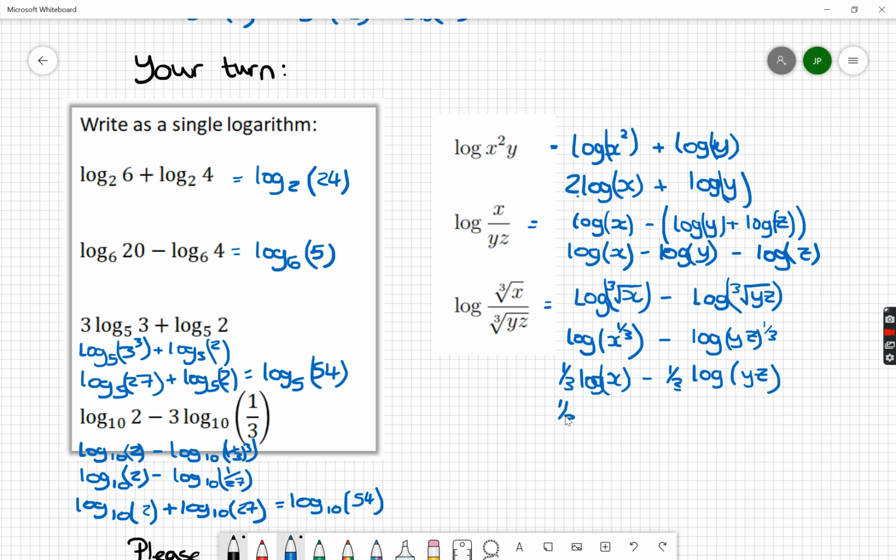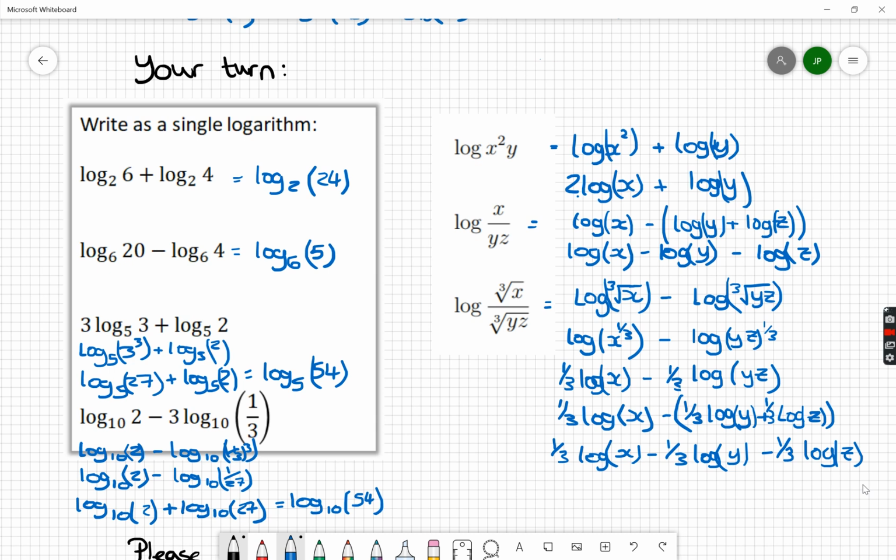Now I can separate my yz's. A third log x minus a third log y minus a third log z. Now that last one was a lot more complicated.